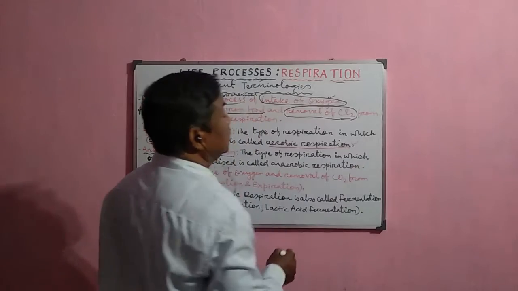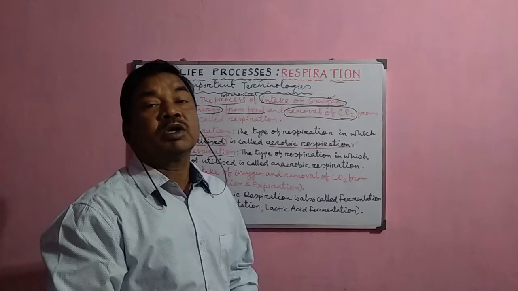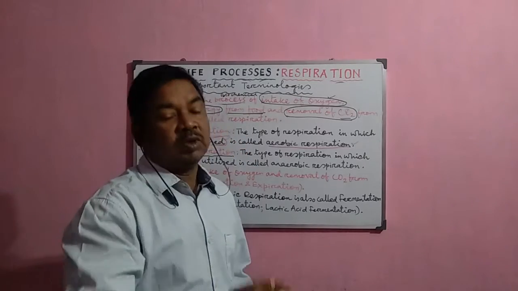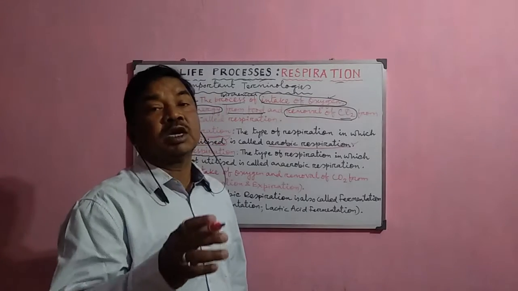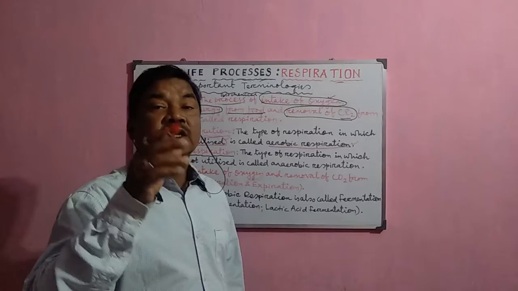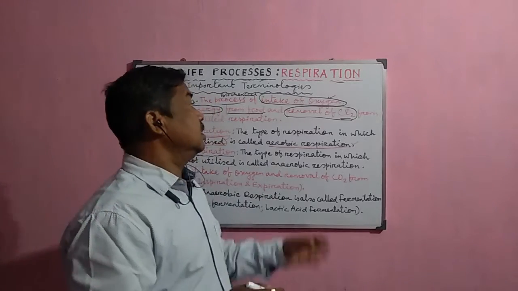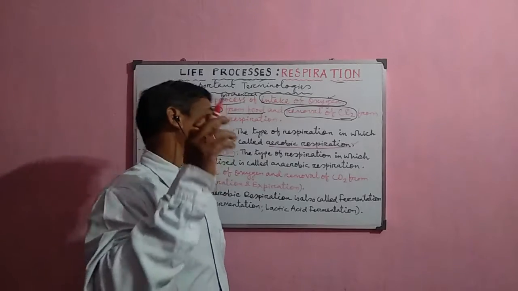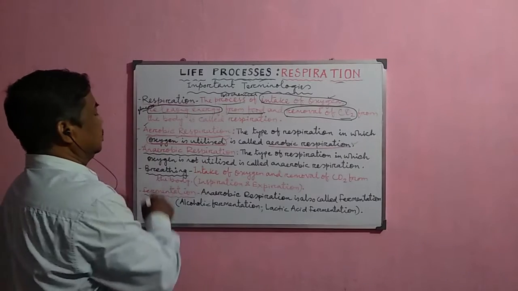And normally it always occurs in the presence of oxygen, because if oxygen is not there, then no aerobic respiration can be possible. Another important thing is that the system must be such that the oxygen can be utilized there. So the respiratory system and the availability of oxygen are essential for aerobic respiration. Now the next one, that is anaerobic respiration.